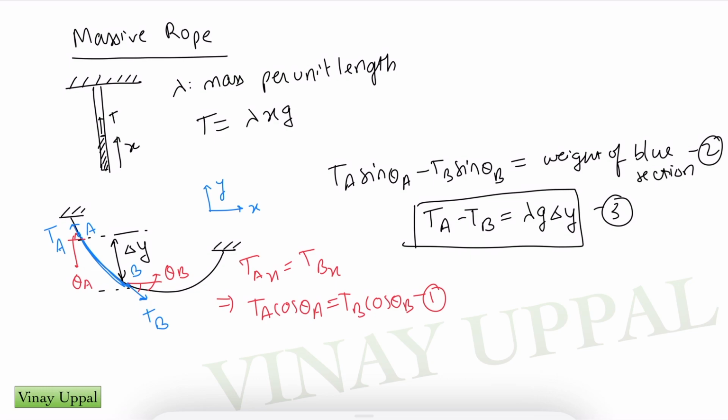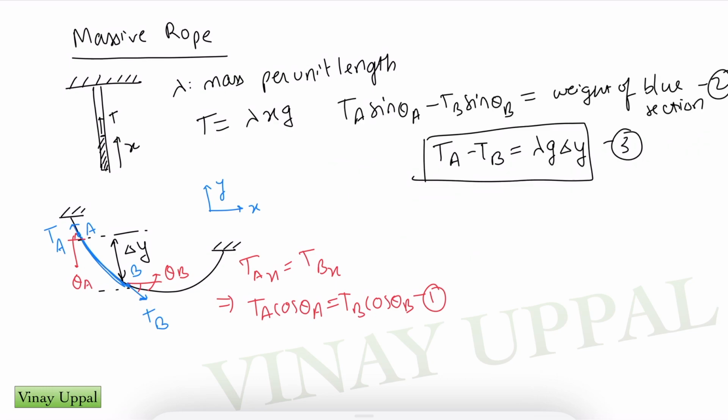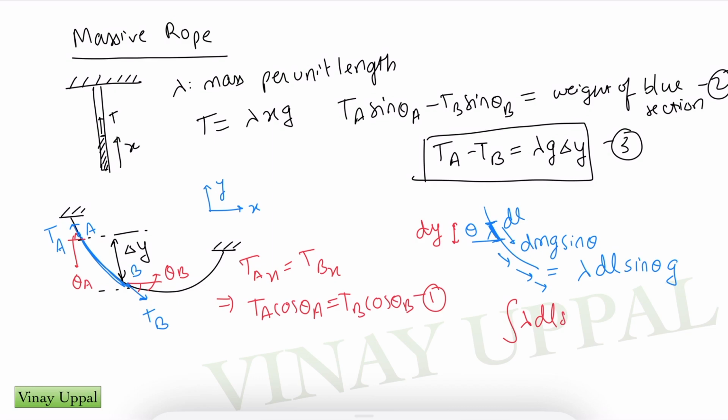Now, where did this third equation come from? If I look at the blue section, and look at any element where the angle is theta, I'll have a dm g sin theta force for the gravity component along the rope. dm can be written as lambda dl, where dl is the infinitesimal length. When I add up all the gravity components along the rope, I basically have the integral of lambda g dl sin theta. But dl sin theta is nothing but dy, and the integral of dy is delta y, so this will simply be lambda g delta y.